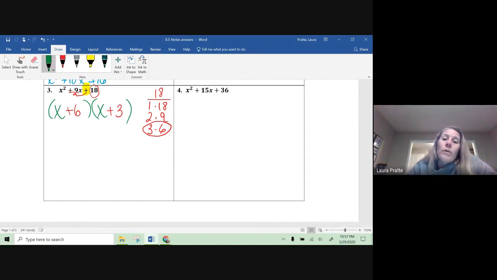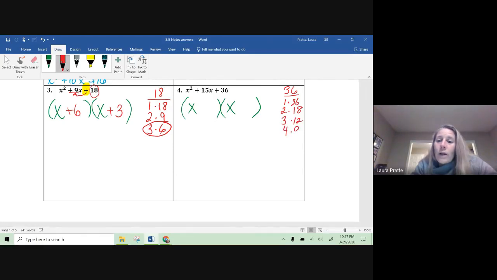And let's do one more with the plus-plus combination. So x and x, we need our factors of 36. So 1 and 36, 2 and 18, 3 and 12, 4 and 9, or 6 and 6. So we need the factors of 36 that add up to get us the 15 in the middle. And it's a positive 15, so they're both going to be positive. So which combination will add up to 15? 3 and 12, and they're both positive, so positive 12 and positive 3.